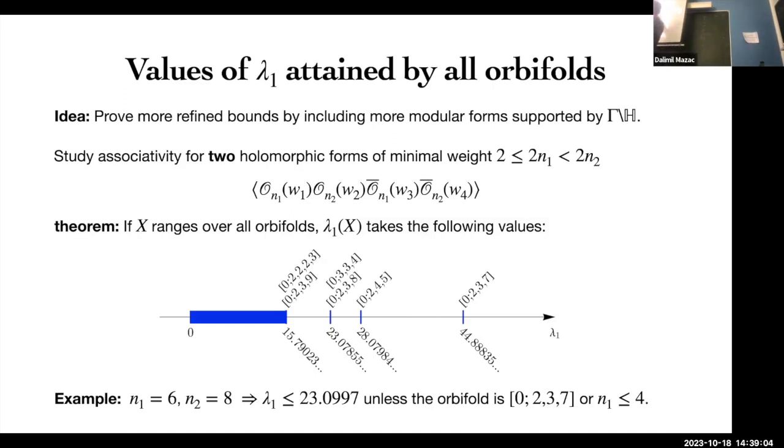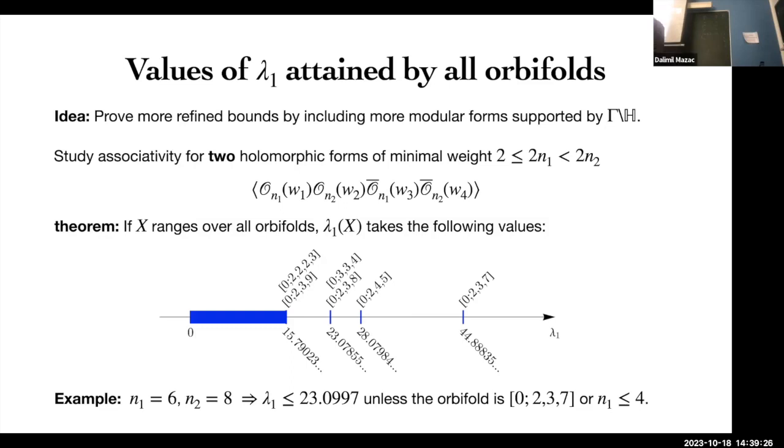Say for 2 holomorphic forms of 2 different weights, because 237 has basically weight 6 and weight 12. Oh yeah, it's written here. So for example, when you have modular forms of weight 6 and weight 8, then there is an upper bound which is 23.099. So everything with these weights is to the left.